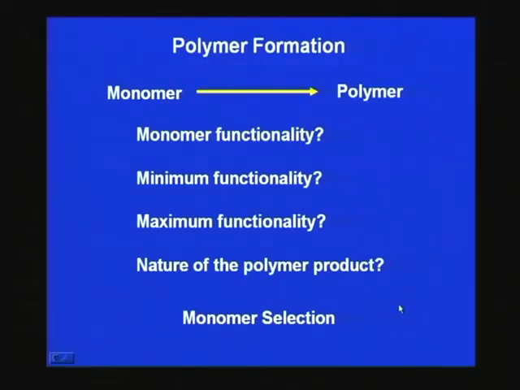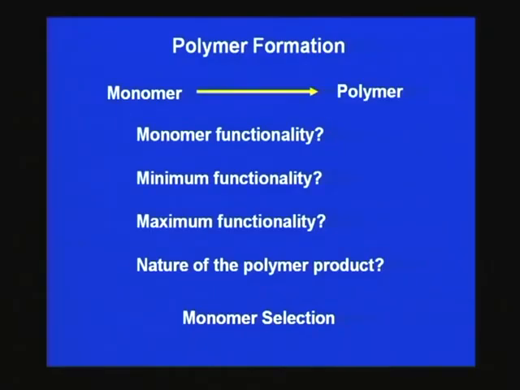Then if there is a minimum functionality of 2, is there any maximum requirement of functionality? Can it be 3? Can it be 4? Can it be 5? Yes, it is possible to have 4 or 5 or 3 reactive functional sites on a molecule. Then what will happen to the polymer structure, or what kinds of conditions are necessary to convert those monomer molecules having more than 2 functional groups into a polymer? Those things should be considered.